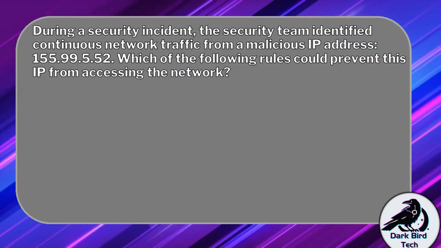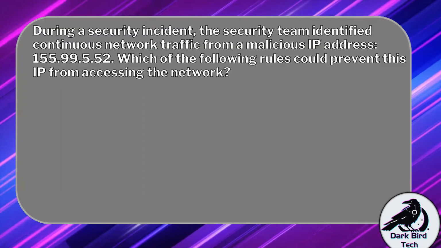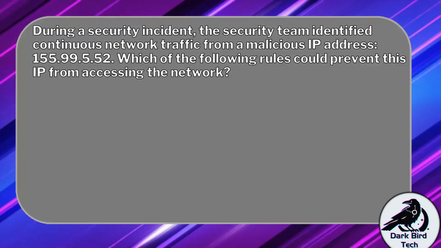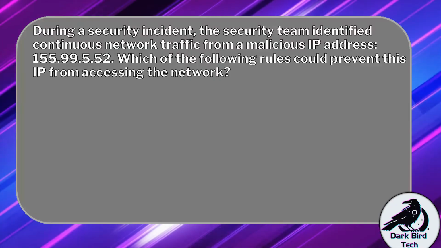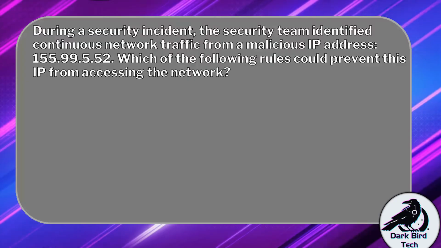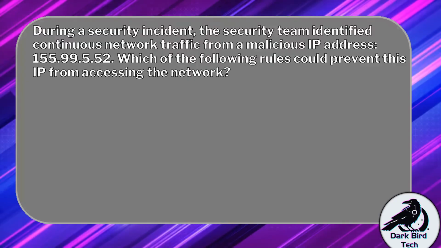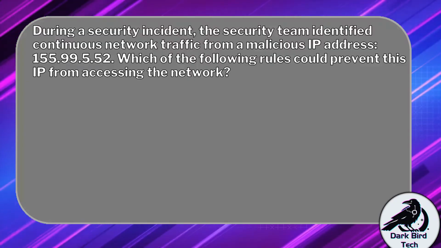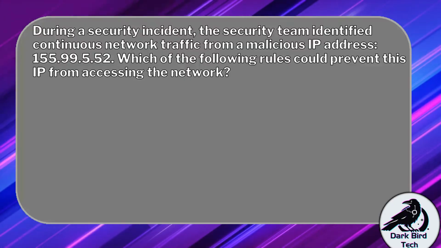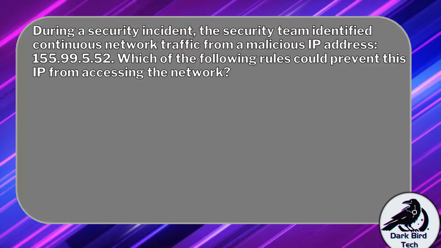Next up, we've got this one. During a security incident, the security team identified continuous network traffic from a malicious IP address of 155.99.5.52. Apologies if that is your IP address. Which of the following rules could prevent this IP from accessing the network?